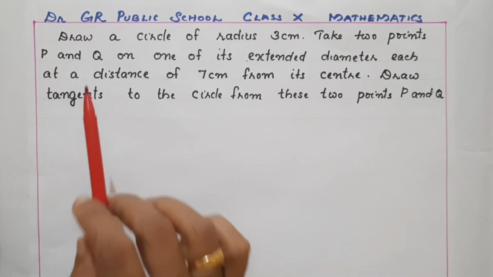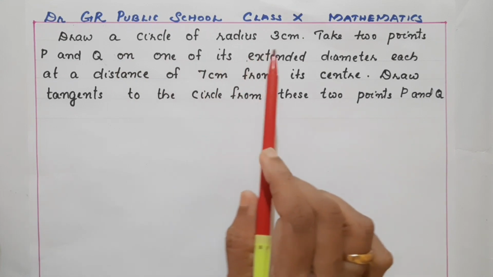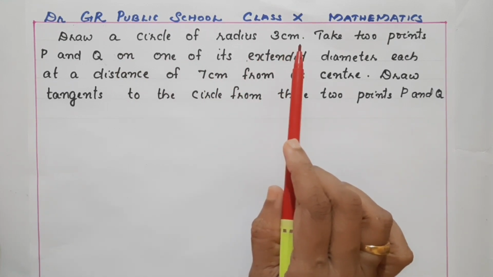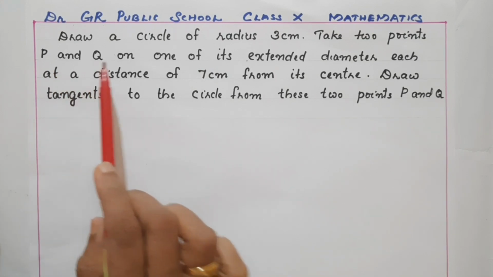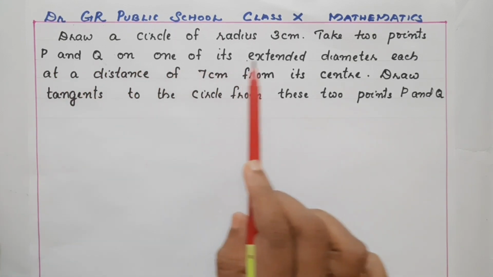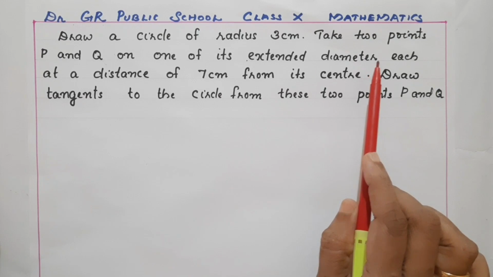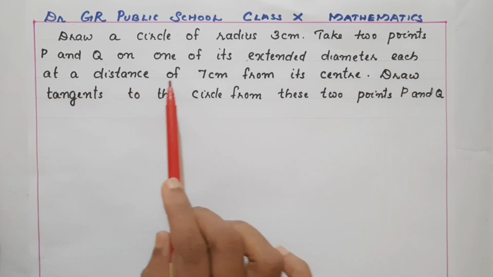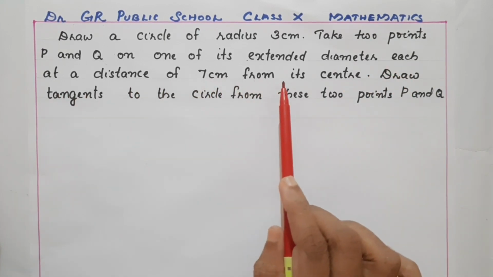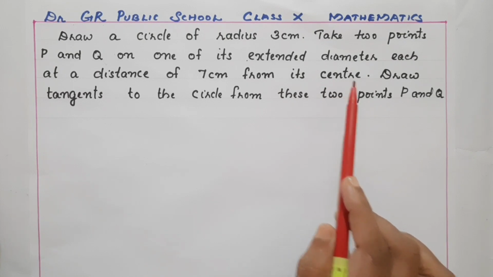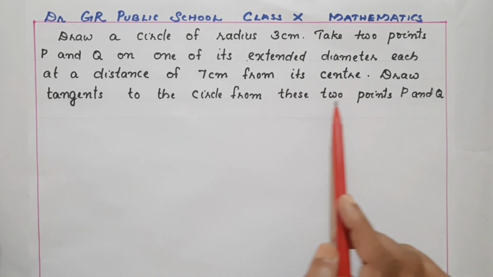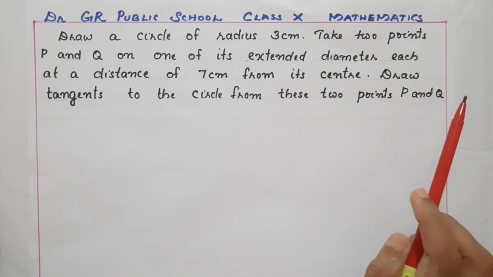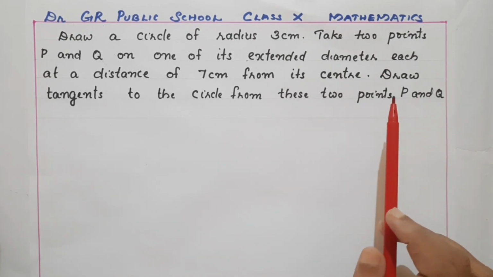Next question is, draw a circle of radius 3 centimeter. Take 2 points P and Q on one of its extended diameter, each at a distance of 7 cm from its center. Draw tangents to the circle from these 2 points P and Q. It is a very simple question.